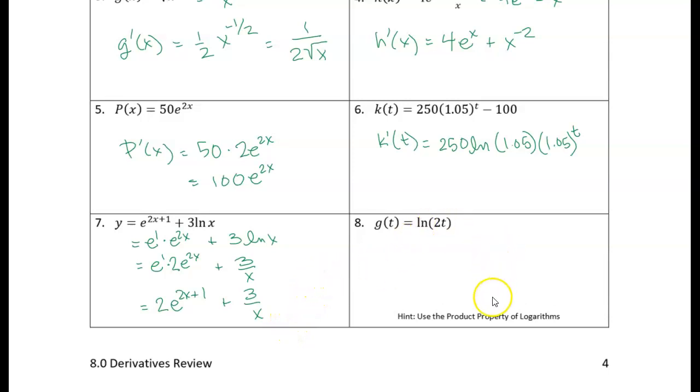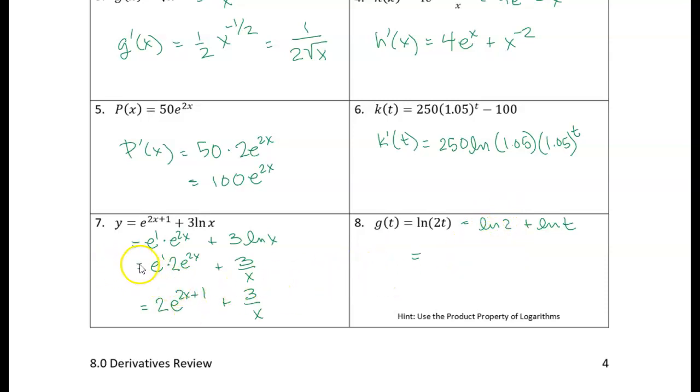All right, one more here. Now I have a hint on this one. It says use the properties of logarithms. I know how to take the derivative of natural log of x or natural log of t, but not the natural log of 2t. Okay, not yet. So what I'm going to do is use the properties of logarithms. I'm going to break this up into the natural log of 2 plus the natural log of t. That's the product property of logarithms. And now that natural log of 2 is just a constant, so I just have the derivative of the natural log of t, because this constant, when I take the derivative of it, just becomes 0.